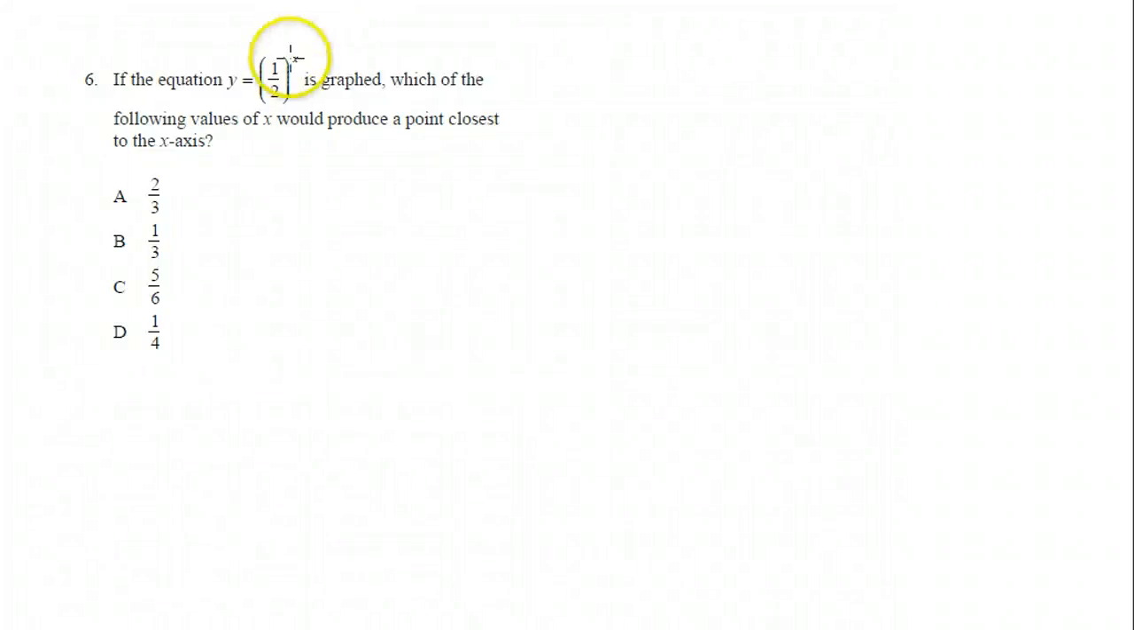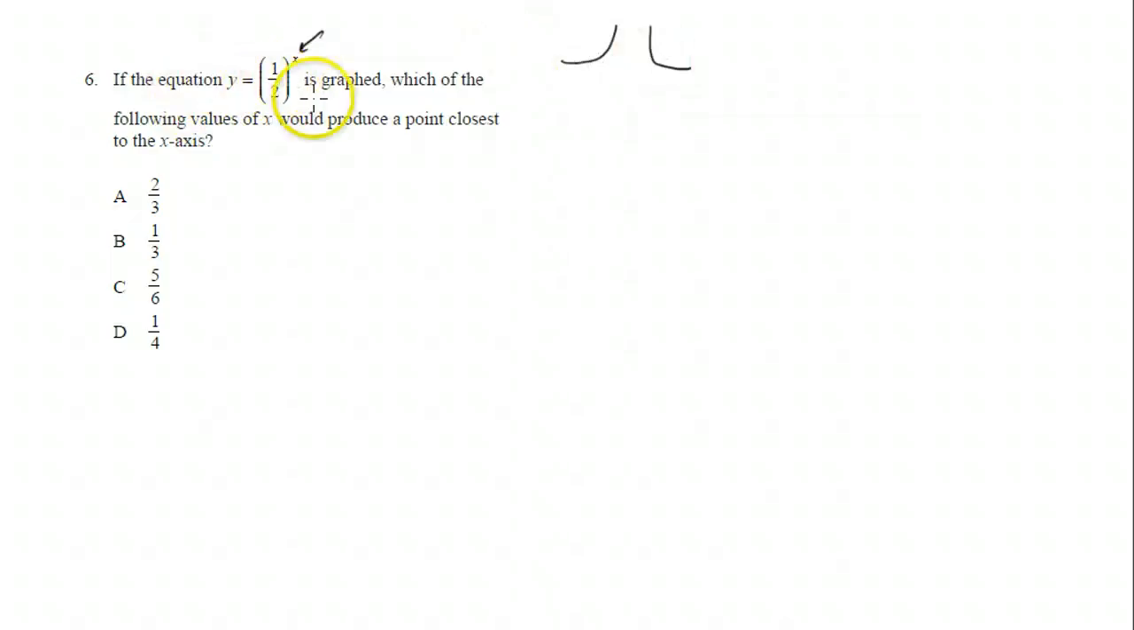For number 6, this is the one where it's asking us to consider this exponential equation or function, and if we were to graph it, which following value of x would produce a point closest to the y-axis. So before we actually look at these points, let's think about the shape of this. We know it's exponential, so we know it's going to be L-shaped, either like that or like this. So which one is correct?